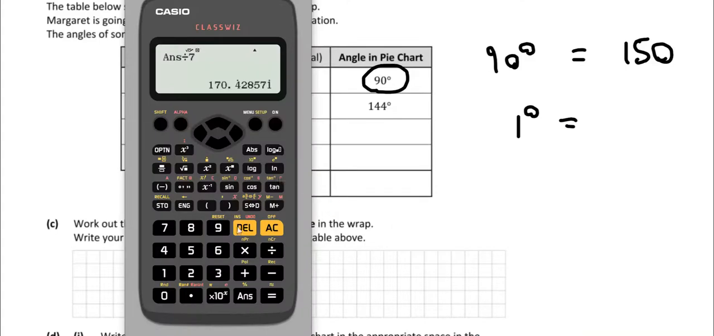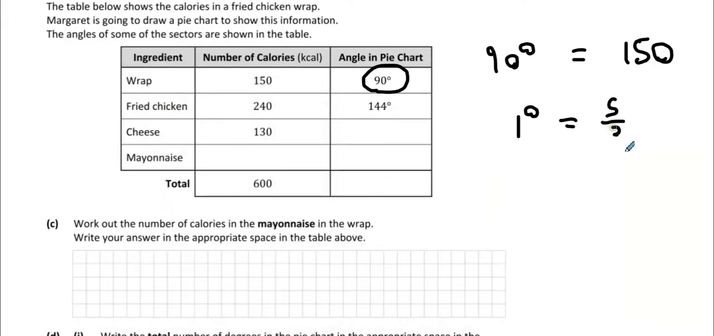Divide both sides by 90, isn't it? So would everybody agree that 1 degree would be the equivalent of 5/3 calories? Does that make sense? All right. Listen, right? 90 degrees and 1 degree. 1 degree is 90 times smaller than 90 degrees. Would you agree with that? So I divide both sides by 90. Okay. Now, it wants me to find out what 130 degrees is.